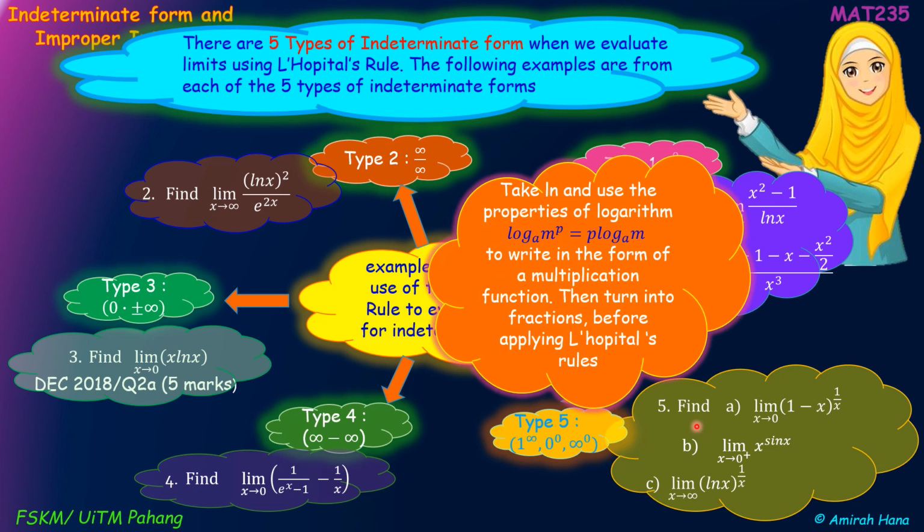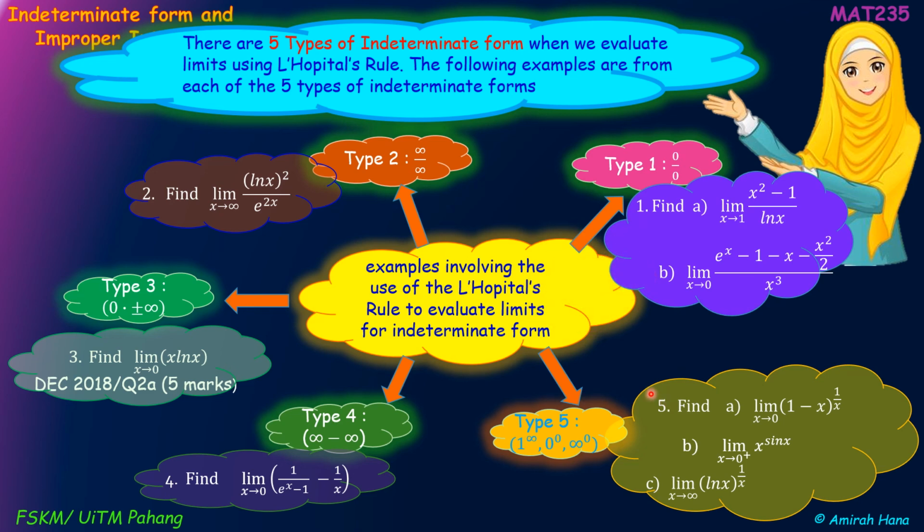So, in type 5, we have a power here. What we need to do is take the natural logarithm, or ln, and use the property of logarithm, ln a to the power of p equals p ln a, to write it in the form of a multiplication function, then turn it into fractions before applying L'Hopital's rule. So the conclusion is, from type 3, type 4, and type 5, we need to change into a fraction first to get either type 1 or type 2. After we get the form of type 1 or type 2, then we can use L'Hopital's rule. So make sure that if we want to use L'Hopital's rule, the first step is to write it down into the form of a single fraction first.